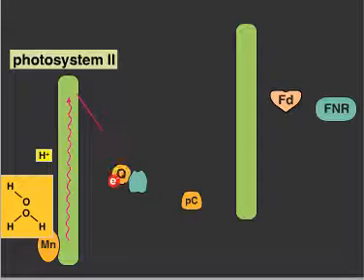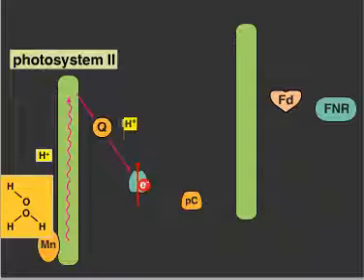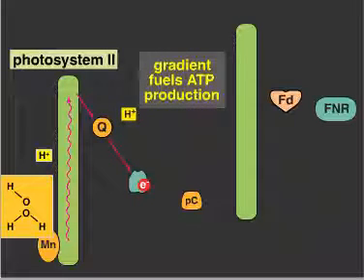The next series of carriers in the chain make better and better acceptors, drawing the electron through the chain. The released energy is used to generate a proton gradient that fuels ATP production.